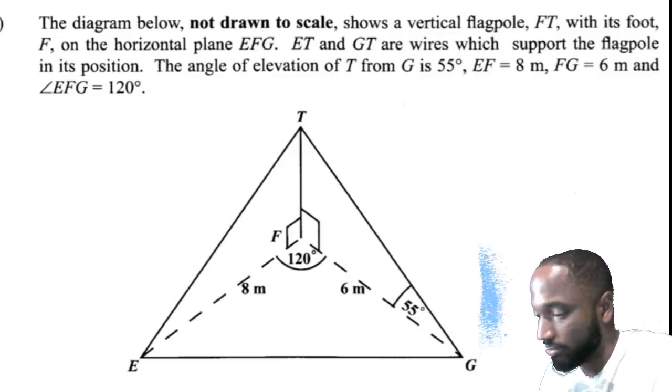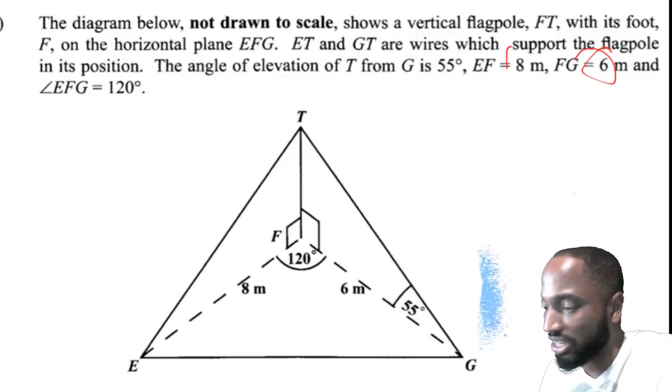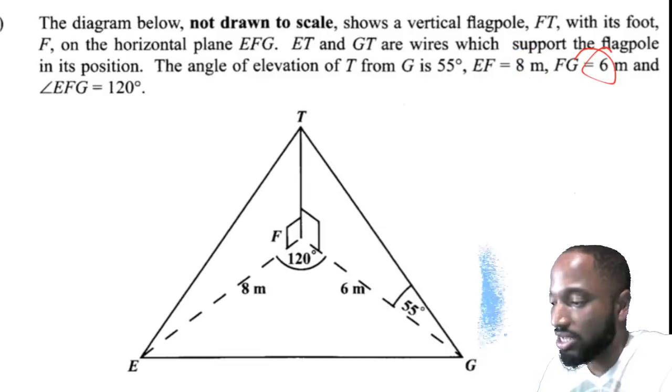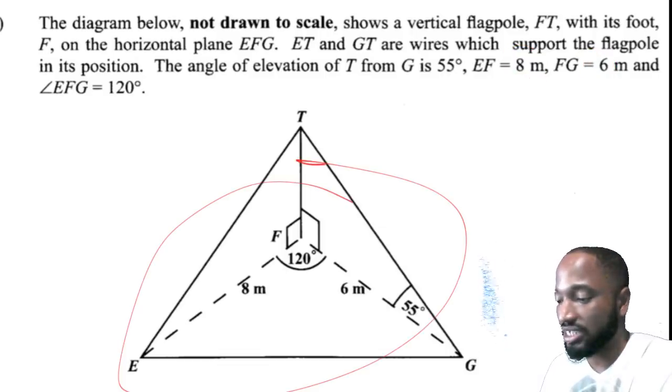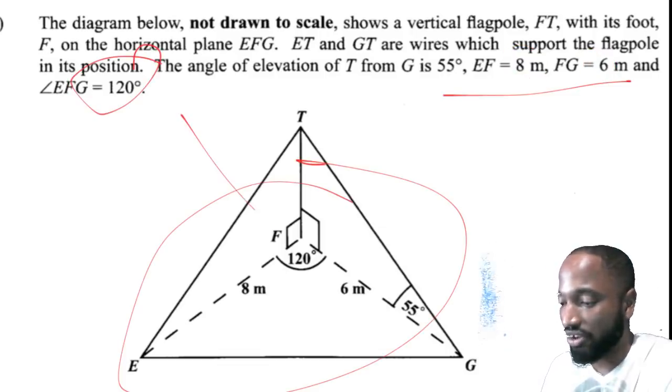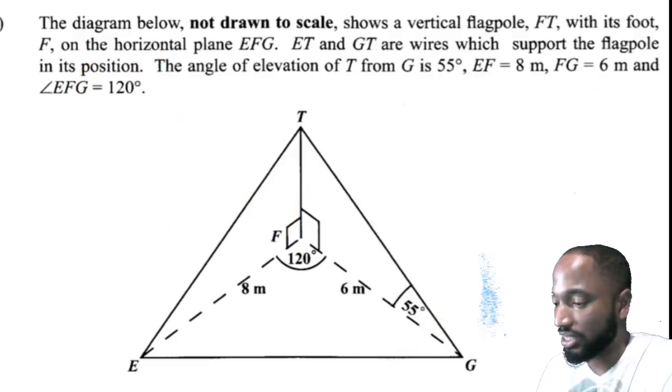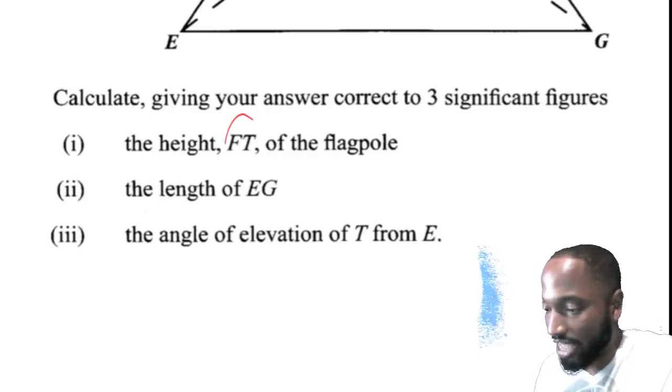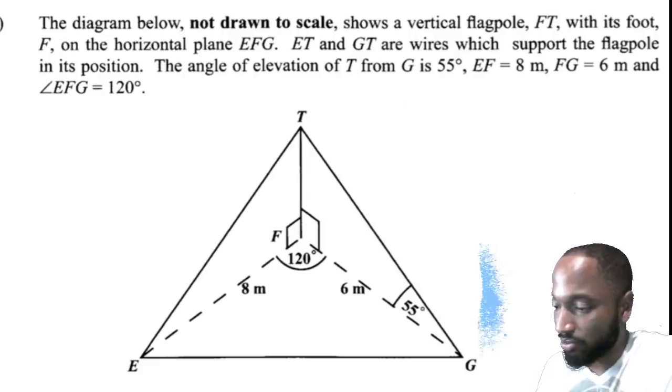FG is equal to 6. Alright, they're just going in with some lengths. So let's go into the questions and see what it is they want from us. What do you want from us, CXC? So the first thing they want is the height FT of the flagpole. They want this height here.